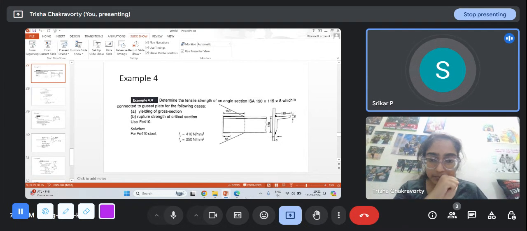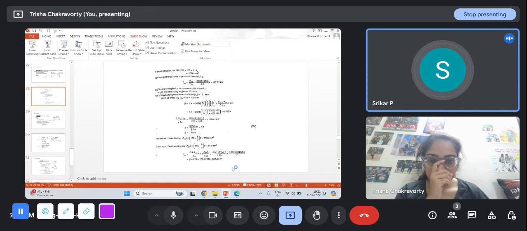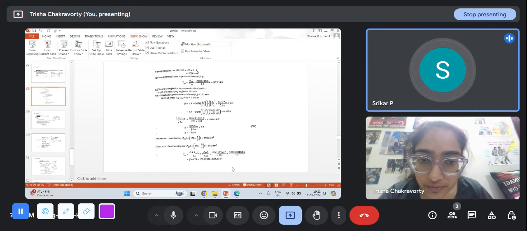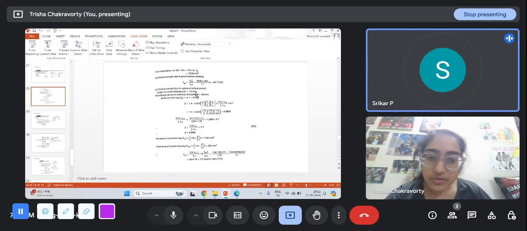And one more small correction, ma'am. I think LC values were not in the block shear here. I guess it was in the critical section calculations, if I'm not wrong. Tensile strength due to rupture of critical section.